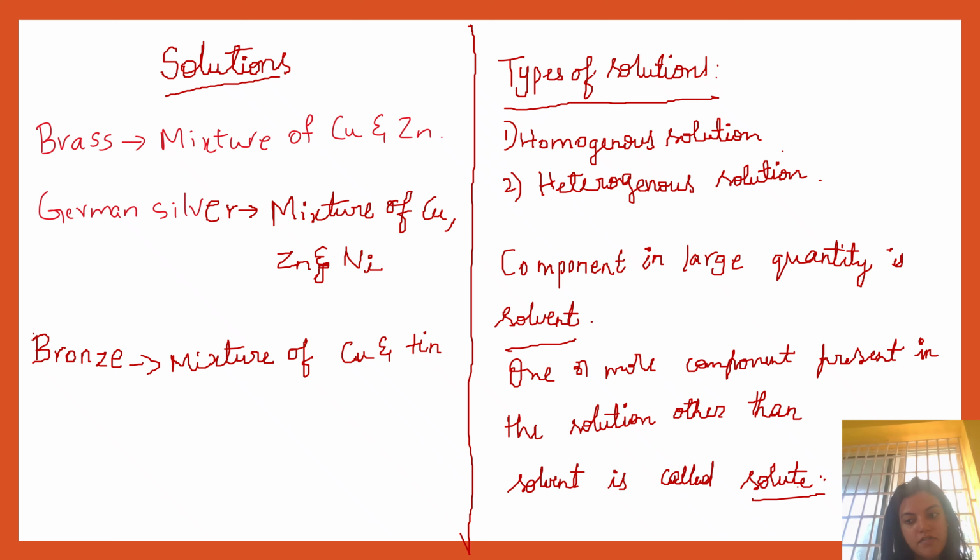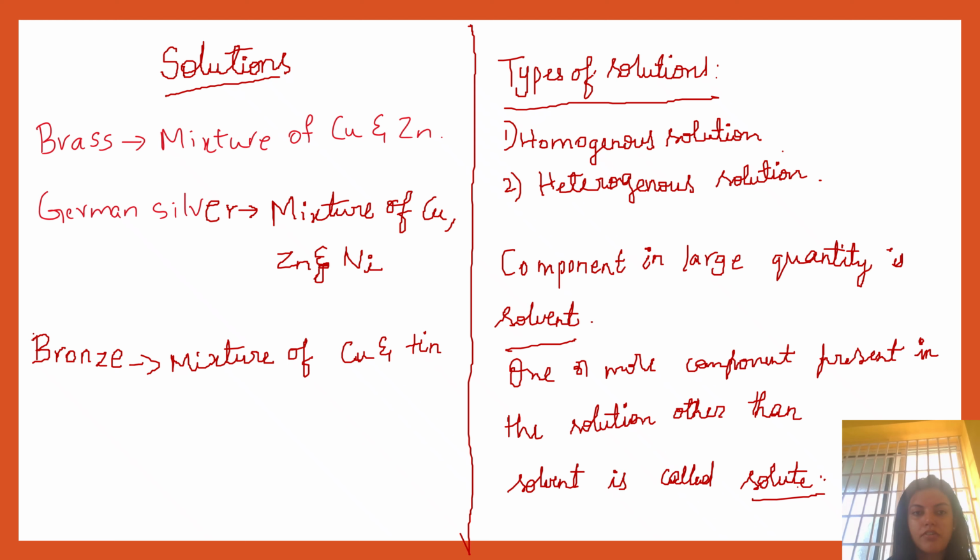Before going to the definition of solution, we shall see the definition of pure substance. Pure substance is a form of matter that has fixed chemical composition and characteristic properties. For example, copper, zinc, nickel are pure substances. A mixture of these pure substances gives a composition of a substance like brass, German silver, bronze.